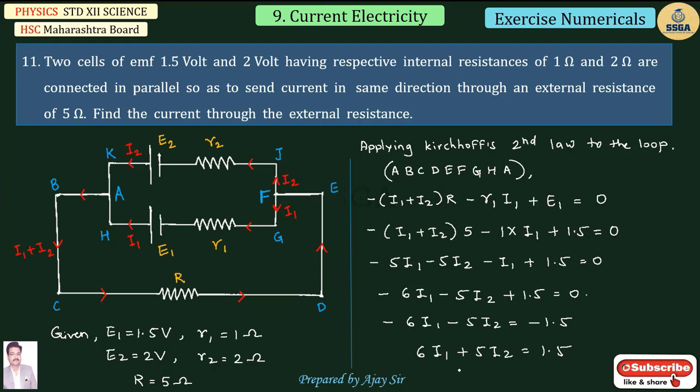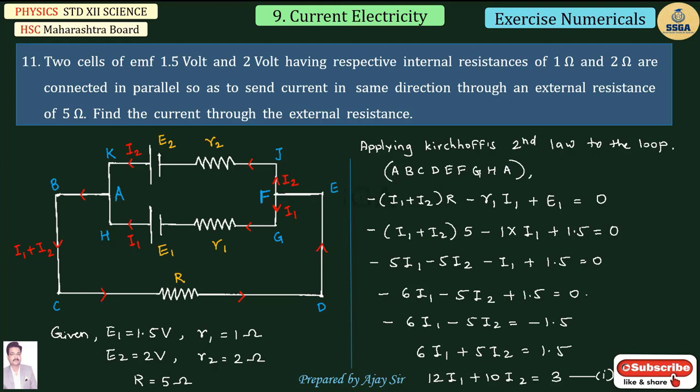So let us multiply this equation by 2, both the sides by 2, so then it becomes 12 into I1 plus 10 into I2, which is equal to 3. So multiplying both the sides by 2, after multiplying you will get this another equation. And this equation we will record as equation number 1.